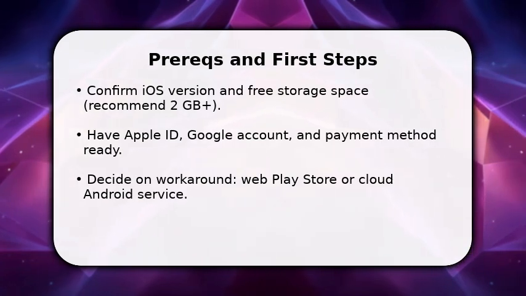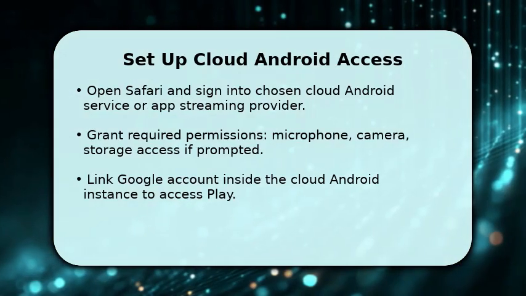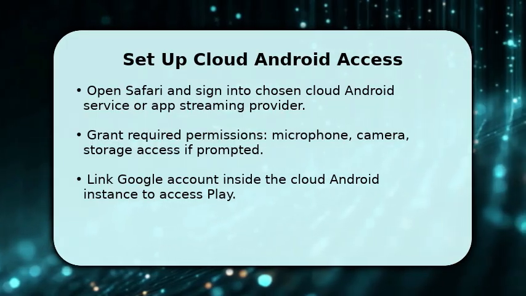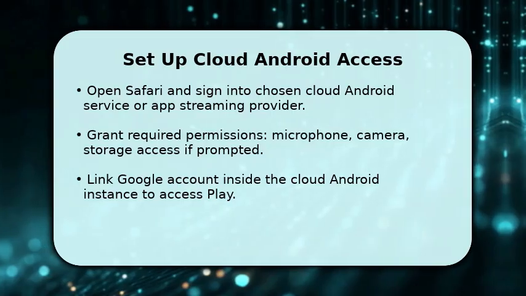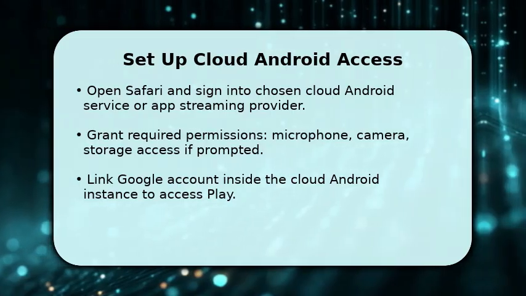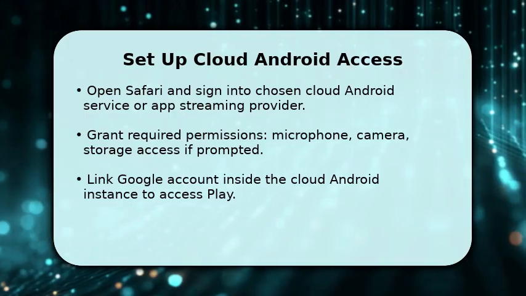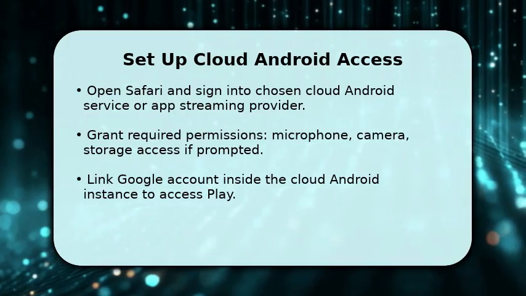Next, set up the cloud Android or browser emulator so Play works like an Android device. Open Safari and access the cloud Android service you picked. Sign in and create or start an instance. Once the virtual device boots, grant permissions it requests. These let apps use mic, camera, and storage.